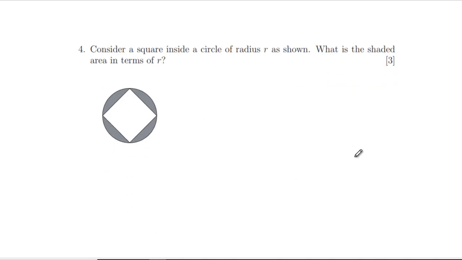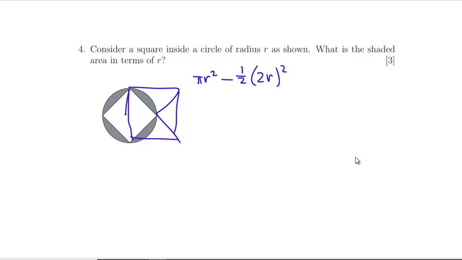Right, consider a square inside a circle of radius r as shown. What is the shaded area in terms of r? Okay, so if that is our r, then we've got pi r squared minus the area of the square. So if the diameter is 2r, and you square the diameter, then you get twice the area. So we need to do a half of 2r squared and take that off. So that's r squared times pi minus 2. So that was pretty easy.